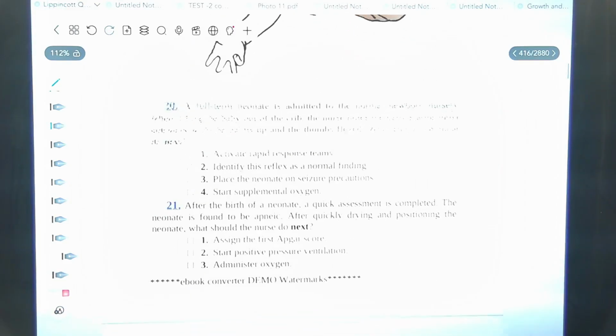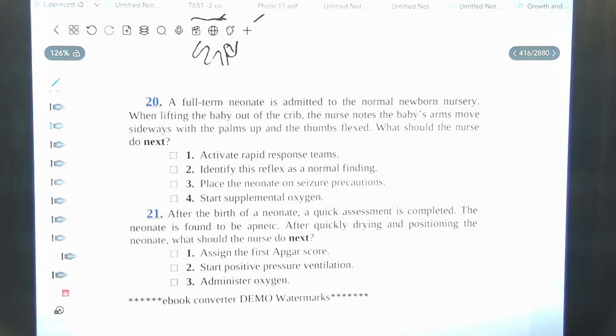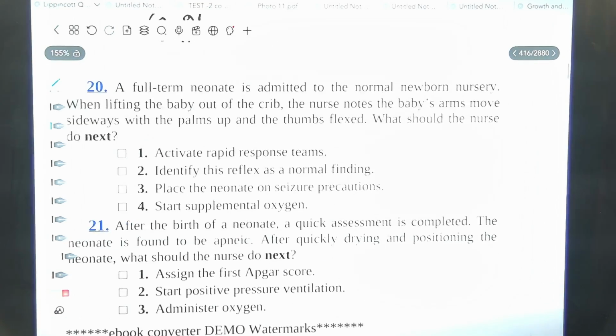Now let's read the next question, that is 20. A full-term neonate is admitted to the newborn surgery center. When lifting the baby out of the crib, the nurse notes the baby's arms move sideways with the palms up and thumbs flexed. What should the nurse do next? So you have four options on the screen, let me know the correct one.